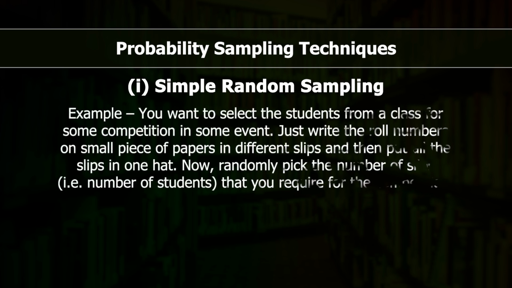Another example, you want to select the students from the class for just some competition in the department. Just write the roll numbers on a small piece of paper in different slips and then put all the slips in one hat. Now randomly pick up the number of slips, the number of students that you require for the competition.